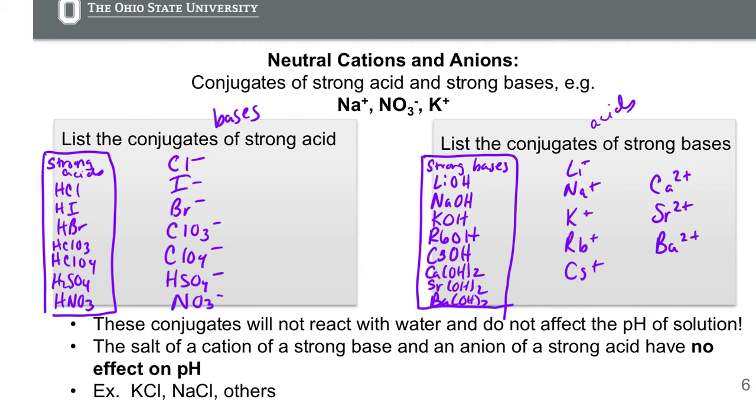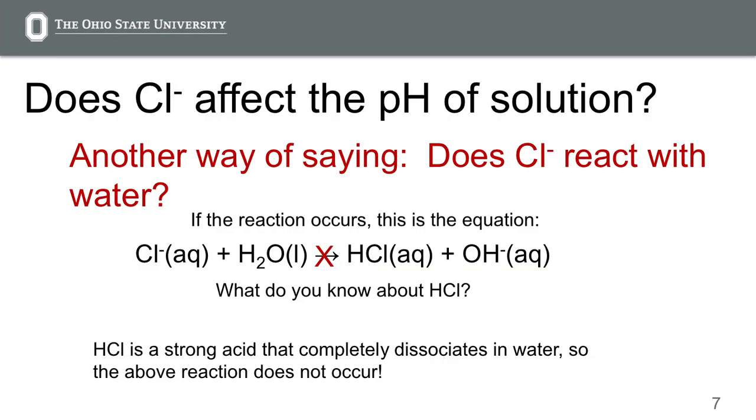Okay, so the main idea here is I want you to be able to recognize these ions, and then recognize that these ions do not affect the pH of the solution. Now, you don't necessarily have to memorize all of these. There's a procedure that you can go through to see if they would affect the pH of the solution. So when we say, for instance, does chloride affect the pH of the solution, we're essentially saying, does chloride ion react with water? And this is a thought exercise that can be a very tricky step.